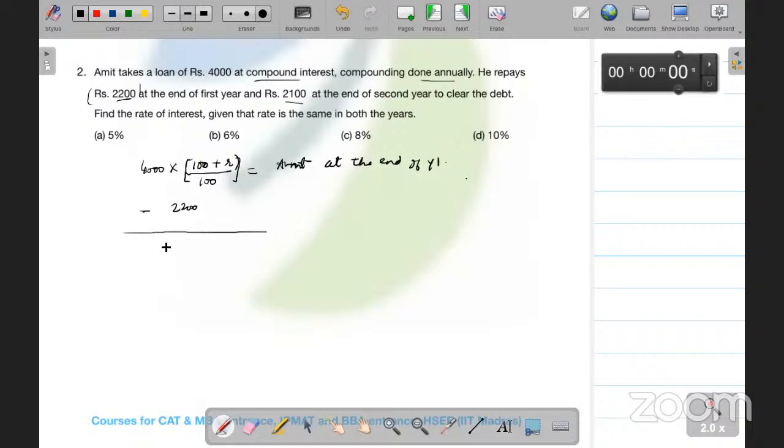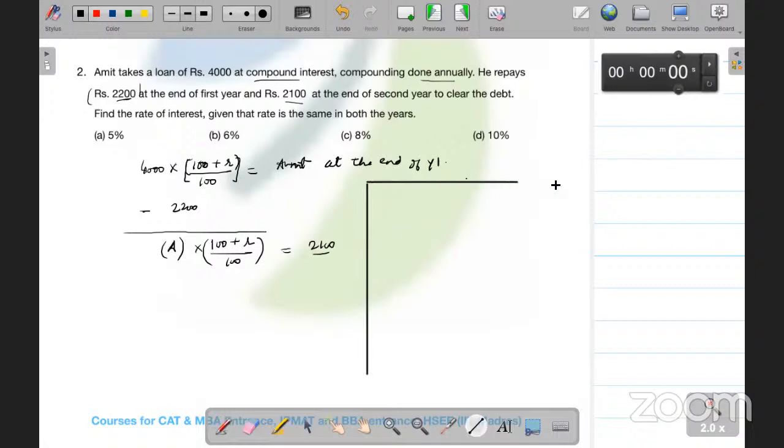And obviously there is some balance amount. And on this amount, again, there is an interest payable of R%, so 100 into 100 plus R by 100. And that should be equal to 2,100 because at the end of 2 years, the loan is settled off by paying 2,100. Now, I suggest that if you want to solve such questions fast, you should approach from options.